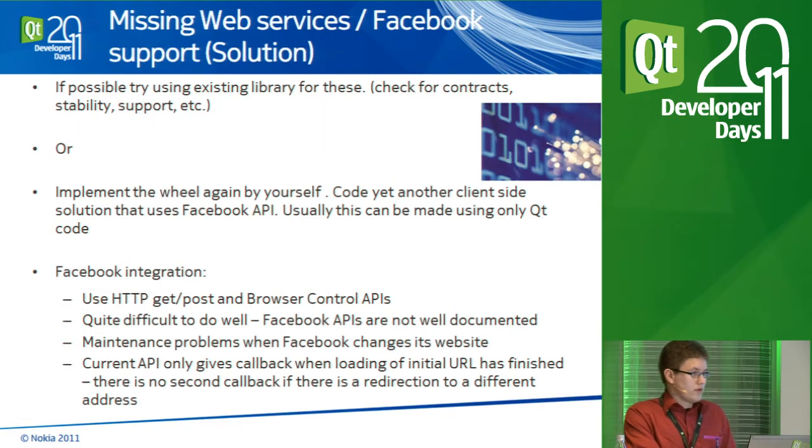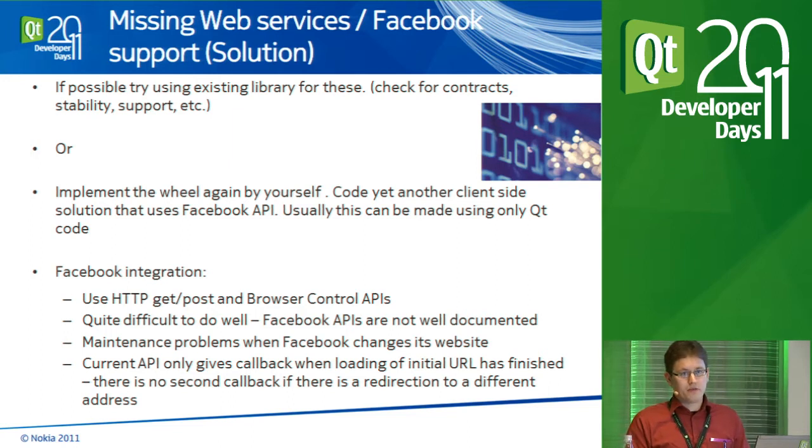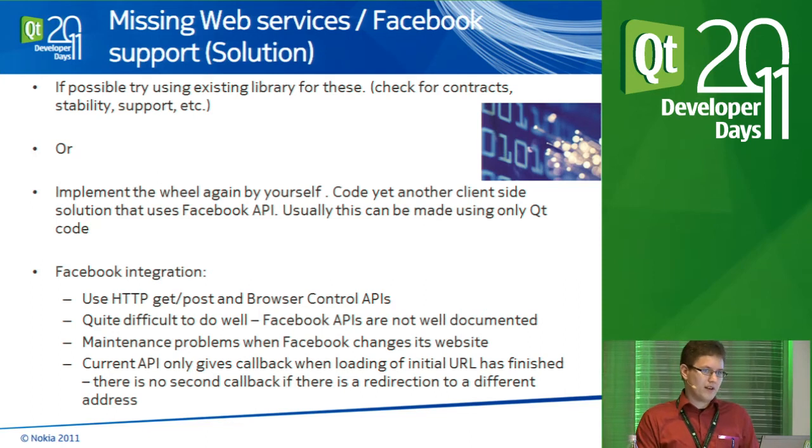So what is the solution for this? Use some existing library, if you can find something suitable in which contract issues, stability, support issues, and so on are all okay. Or you can reinvent the wheel by yourself again, which is the usual case when handling the Facebook issue, at least. Everybody does it again time after time.